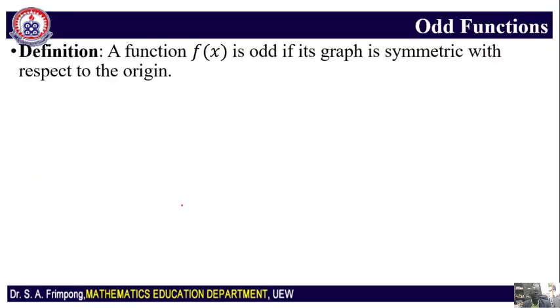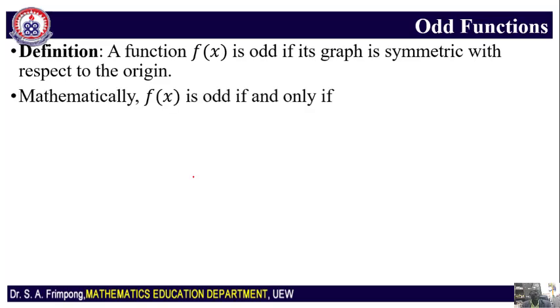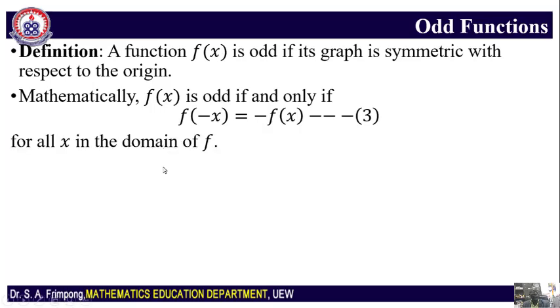Let's go to odd functions. We say a function is odd if its graph is symmetric with respect to the origin. So it's symmetric with respect to the origin. In other words, f of x is odd if and only if f of negative x is negative f of x, and it is defined for all the domain of f.